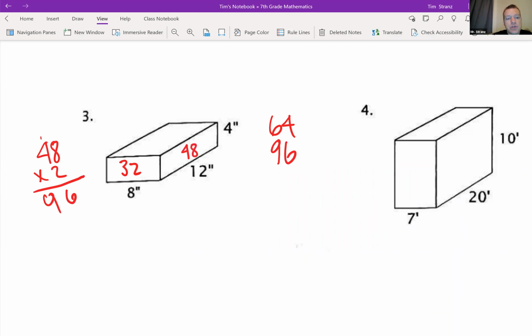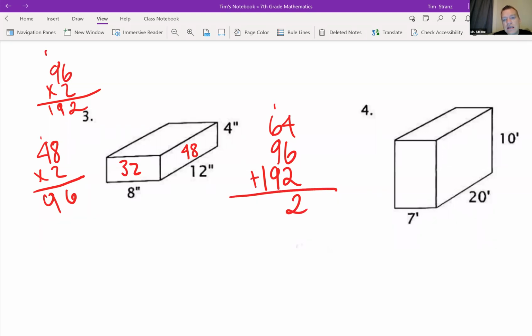All right, and you got the top, which is 8 by 12. 8 by 12 is going to be 96. 96 times 2 is 192. Add these together: 9 and 9 is 18, 18 and 6 is 24, plus 1 is 25. 352 inches squared. So for number 3, you should have had 352 inches squared.